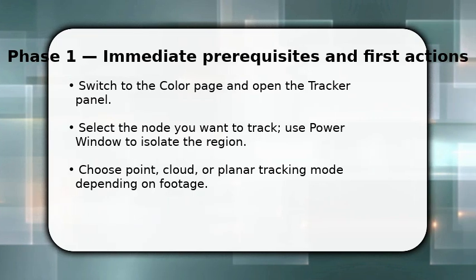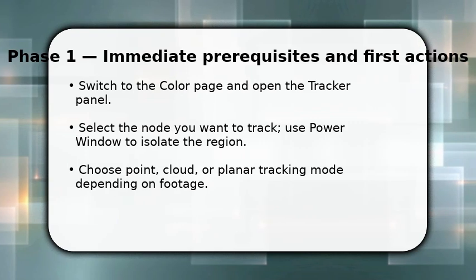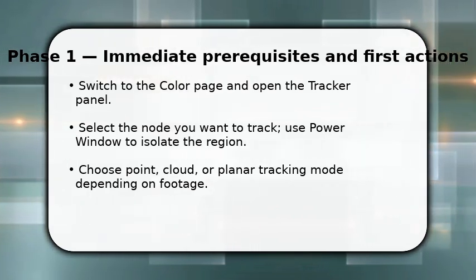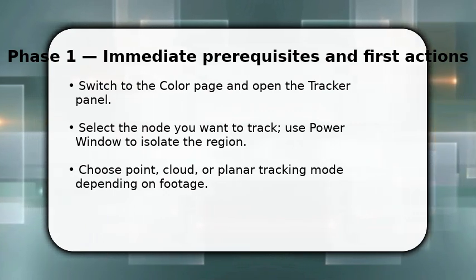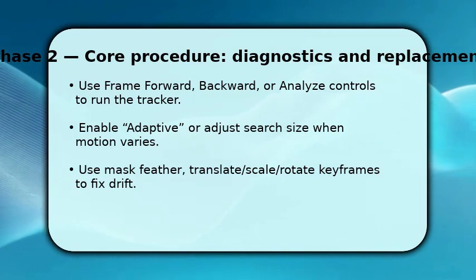Make sure the correct frame range is set and the playhead sits on a clean reference frame. You're initiating tracking now, so be deliberate about the selection and reference frame choice. You run the tracker with frame forward or backward. Monitor the tracker markers closely as it analyzes motion.